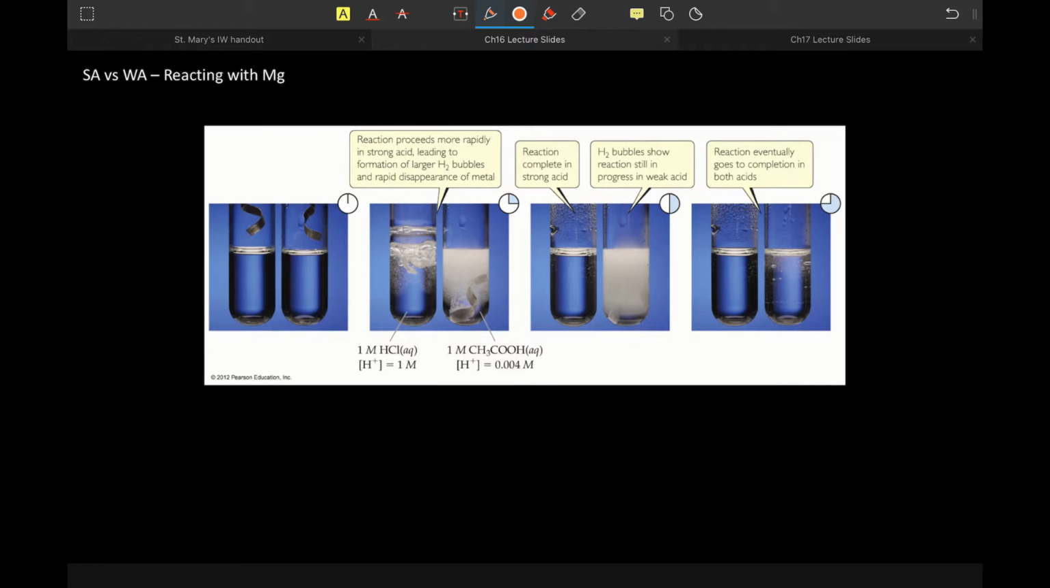Looking at what your figure says, here we have some 1 molar HCl and some 1 molar acetic acid. The only difference is that here we have a strong acid and here we have a weak acid, but it's the same concentration, which means the same total moles. Yes, that part is key. Same total moles. But what's different in this figure is the number of moles initially available for reaction.